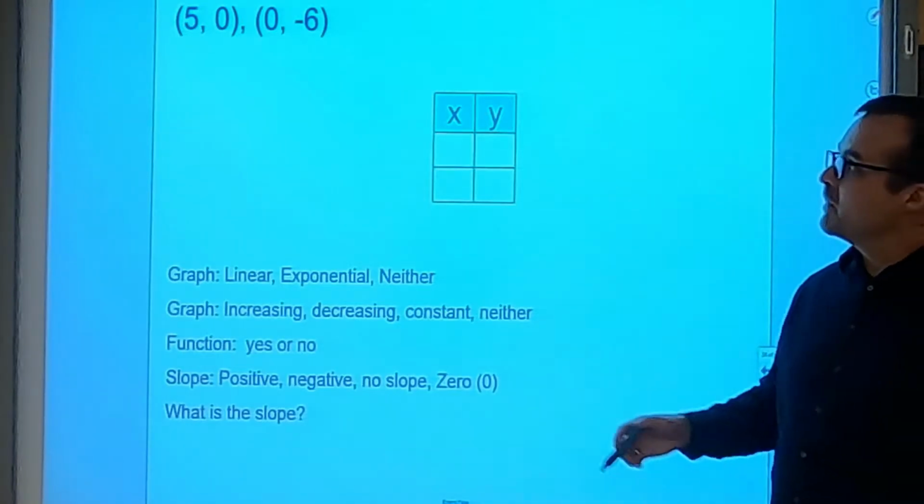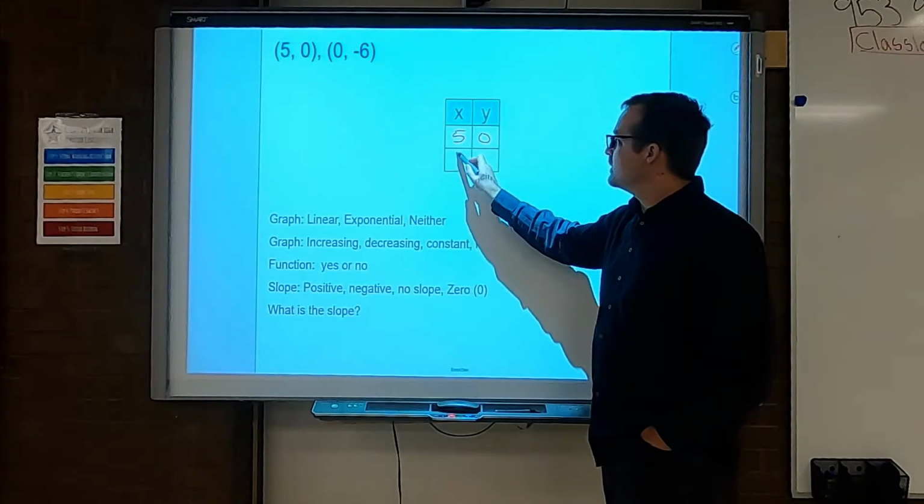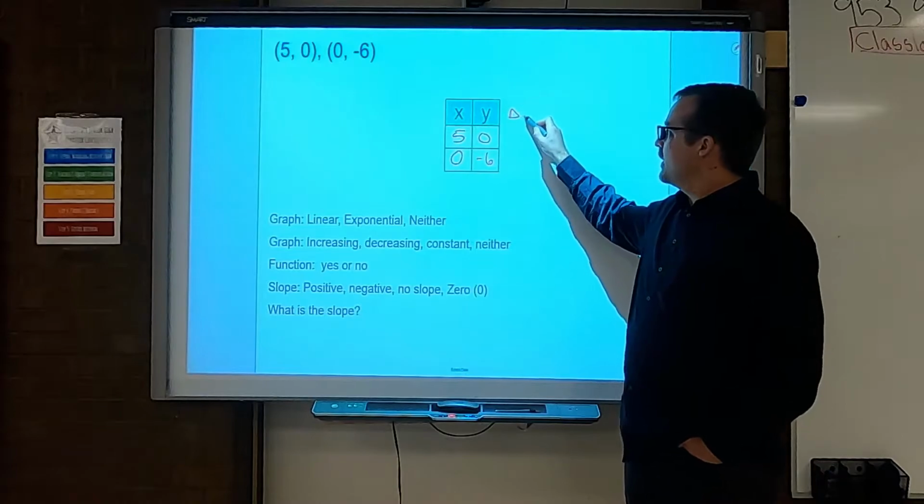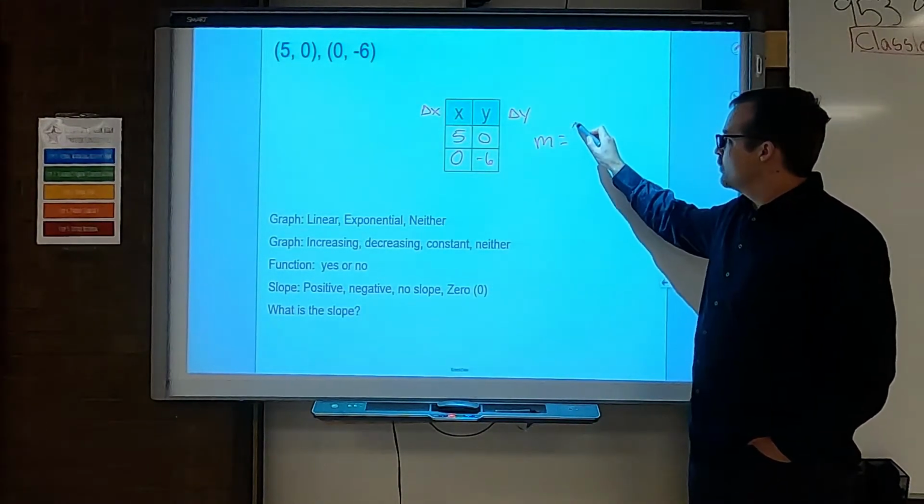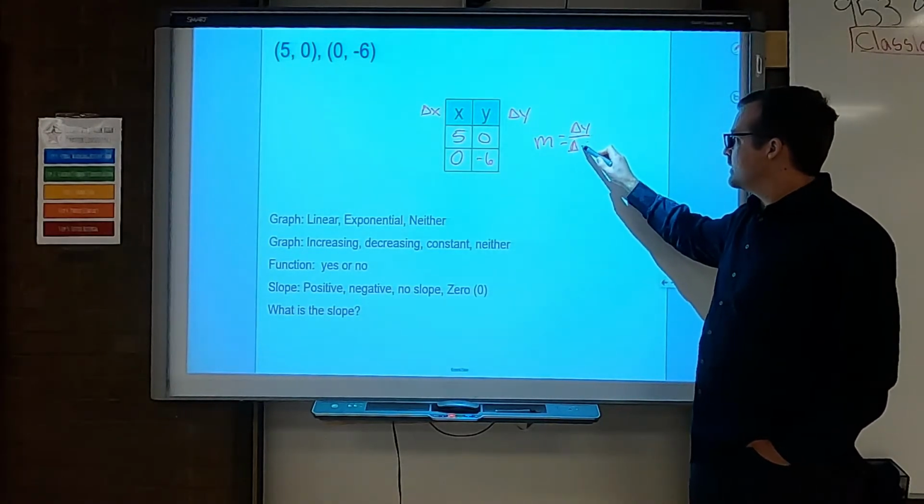Okay, let's move on from there. 5, 0, and 0, -6. Again, finding the slope is always change in y over your change in x. Let's write this over here really quick so we never forget.